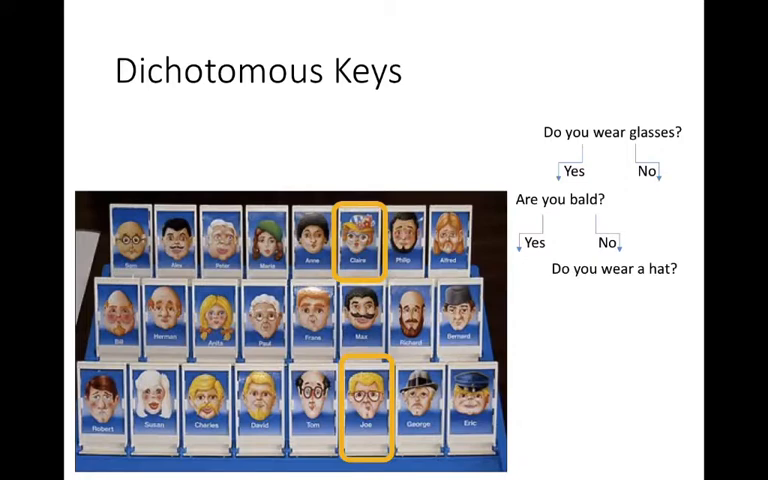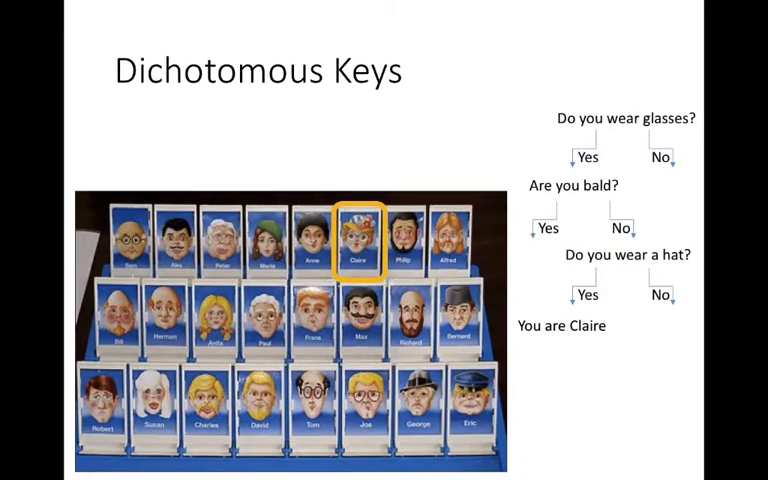And then the last question, do you wear a hat? And if the answer is yes, it's Claire. If the answer is no, the individual would be Joe. So Guess Who is a great analogy for a dichotomous key.